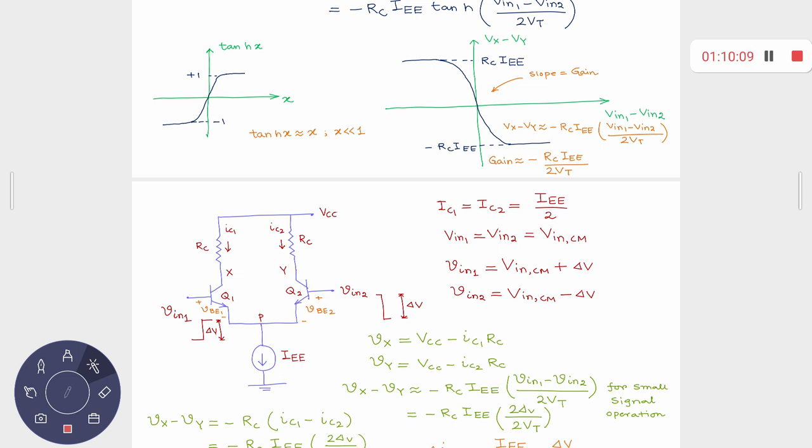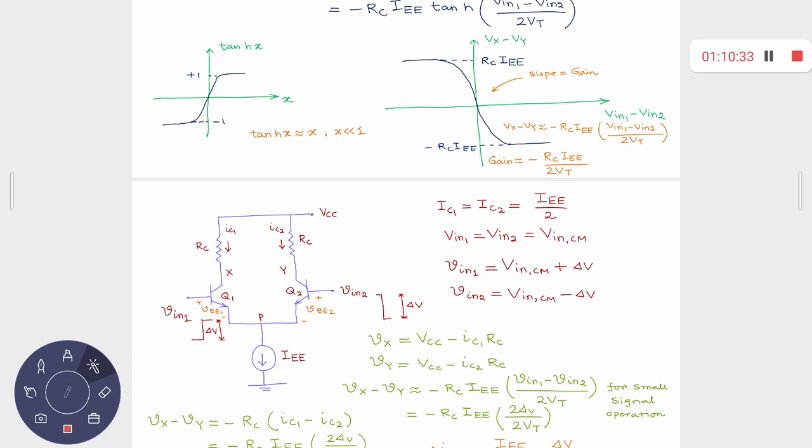Okay. So then what is your Vx? Vcc minus Ic1 times Rc. Remember this is small Ic1, this is small signal. Previously, in this particular slide, we considered the large signal variation. It's a differential pair. This is also a differential pair. But there, the variation was from minus infinity to plus infinity.